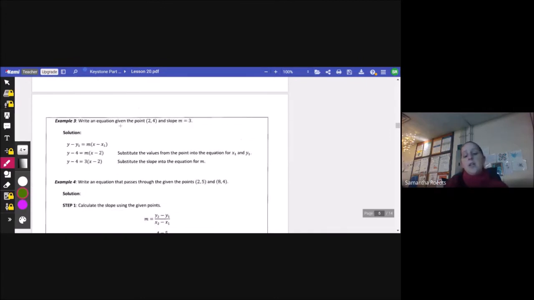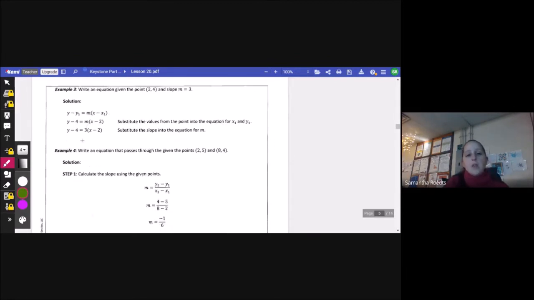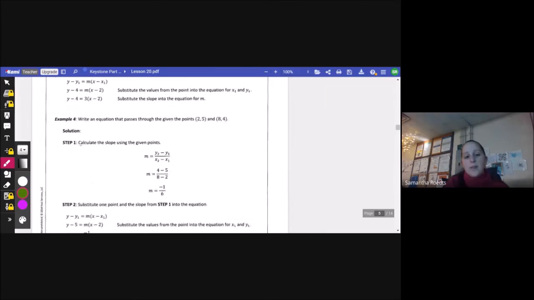So I want to write an equation given the point (2, 4) and a slope of 3. So I substitute in my values. 2 goes in for x1, 4 goes in for y1, and 3 goes in for my slope. So I get y minus 4 equals 3 times (x minus 2). So this is my solution to my equation.